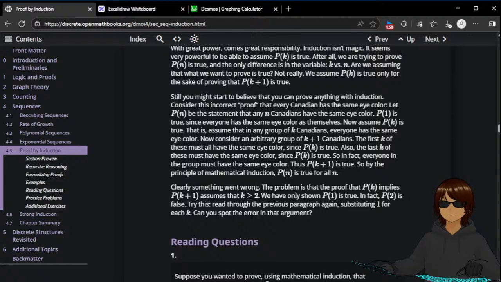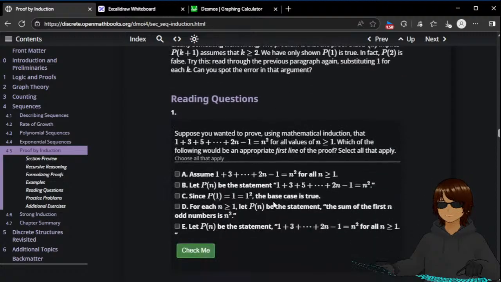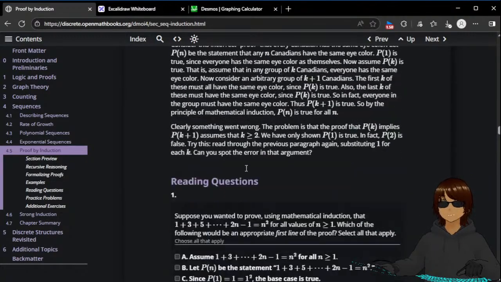Really, something went wrong. The problem is that the proof that Pk implies Pk plus 1 assumes that k is greater than or equal to 2. We have only shown P1 is true. In fact, P2 is false. Okay, this example I didn't clearly understand.